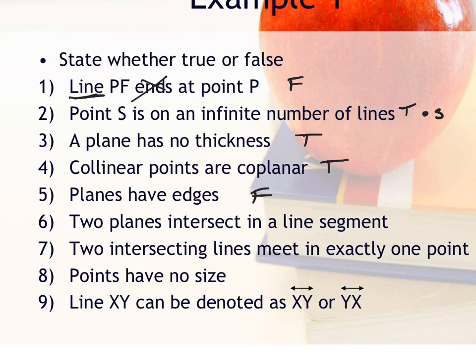2 planes intersect in a line segment. So think about this. I'm going to try to confuse you here. I'm trying to trick you. 2 planes. Here's one plane. Here's another plane. They intersect each other, and where they intersect, meaning the places that they touch each other, is a line segment. No.